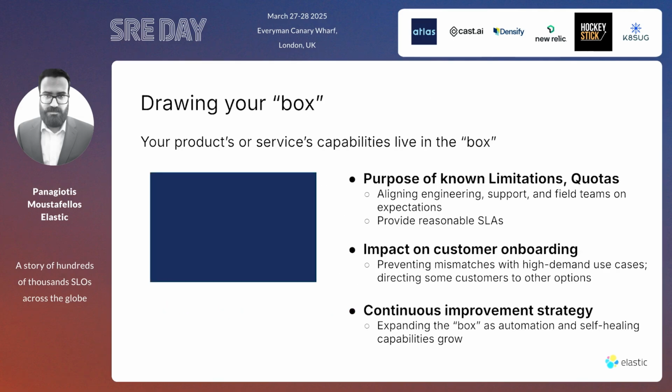The other important thing is what I call drawing the box. We came up with a way to describe our new services, our serverless systems, service capabilities as a box. That box provided a set of known limitations and quotas that helped align engineering teams and sales in the field teams to have the same type of expectations, align on reasonable SLAs that we can offer to customers, and also prevent any type of mishap by onboarding a customer that had different expectations than what the system at a given state could provide. When we saw that, for example, serverless was not at the stage that could absorb a specific use case, we could divert them over to our hosted experience for those very demanding customers.